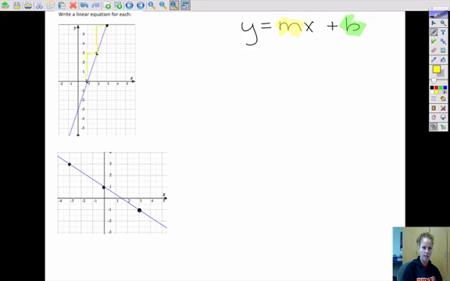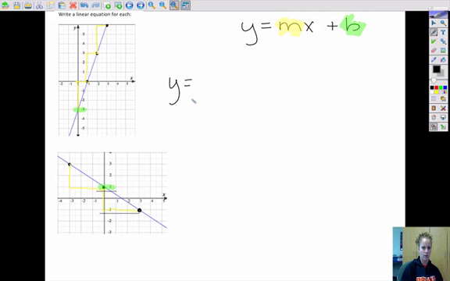And that step should be the same between each point. And if our line's going down, we know our rise is going to be negative. Okay? B is going to be the y-intercept. It's going to be the place where we cross the y-axis for each graph. All right? So let's go through each of these graphs and find out what our m and our b are.